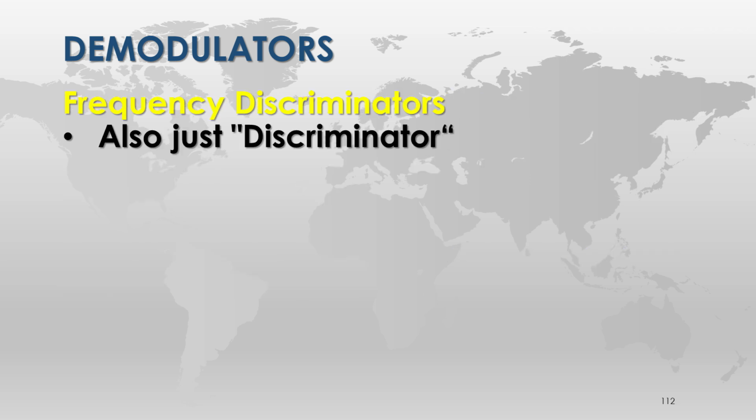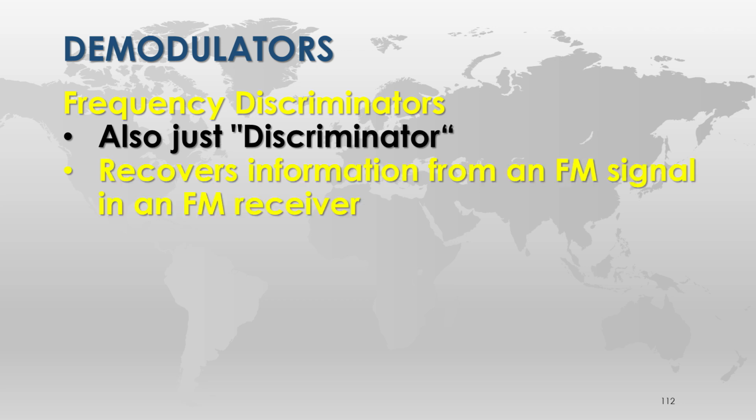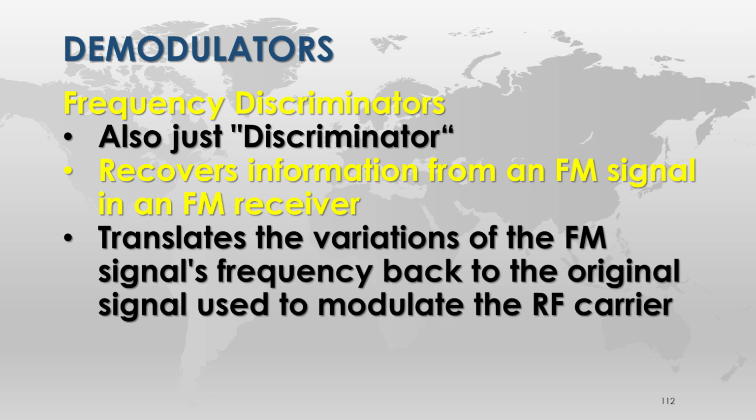Frequency discriminators. Also just discriminator. Recovers information from an FM signal in an FM receiver. Translates the variation of the FM signal's frequency back to the original signal used to modulate the RF carrier.